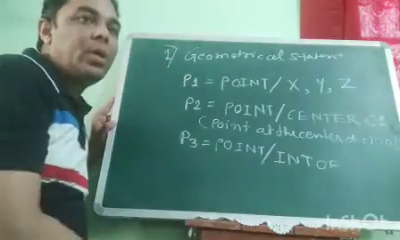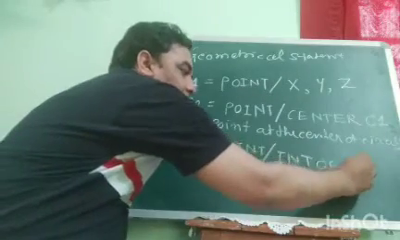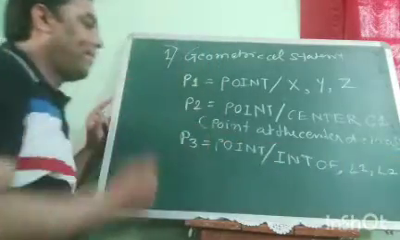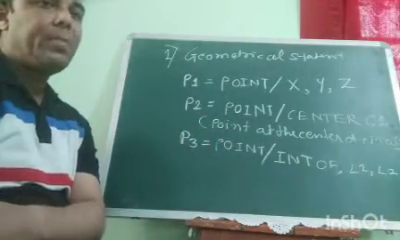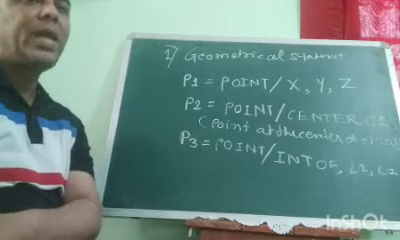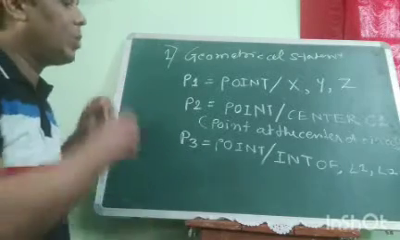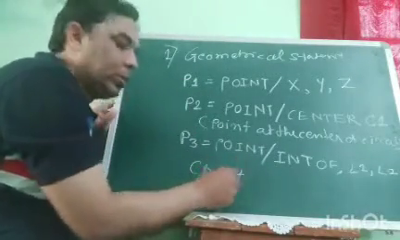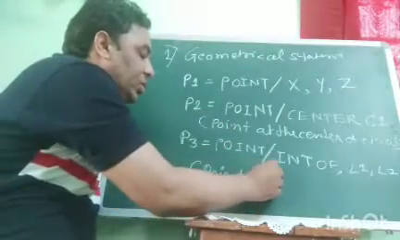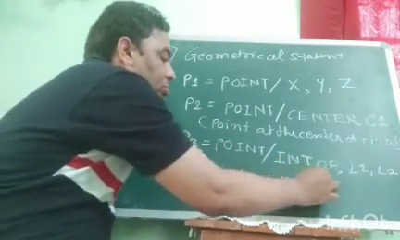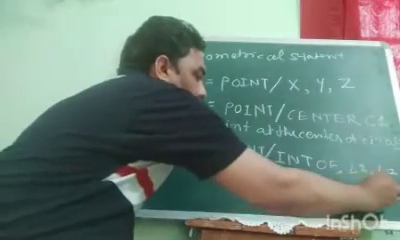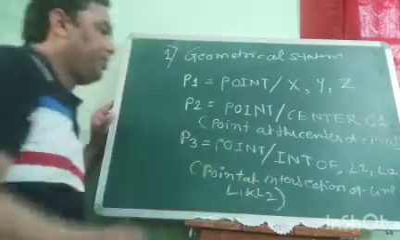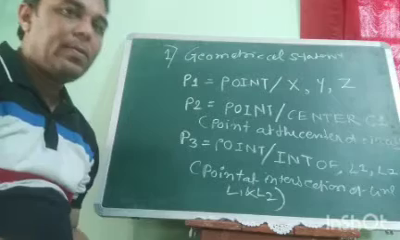So INT OF, which lines intersect? L1, comma, L2. So what is the interpretation of this complete syntax coding? It is the point at the intersection of line L1 and L2, like this way.